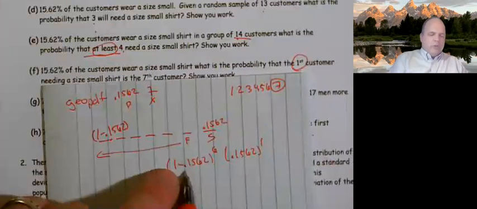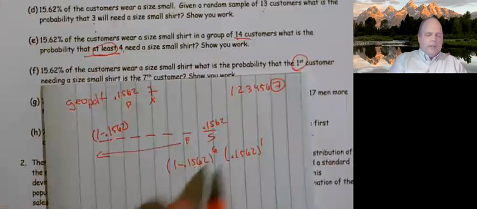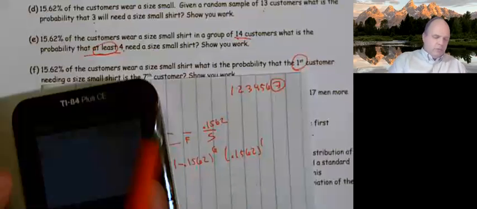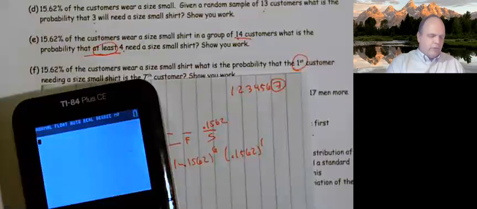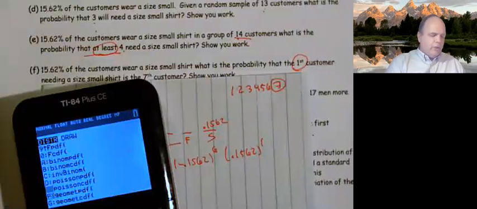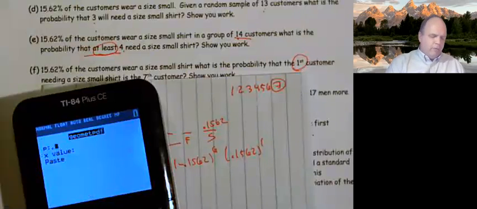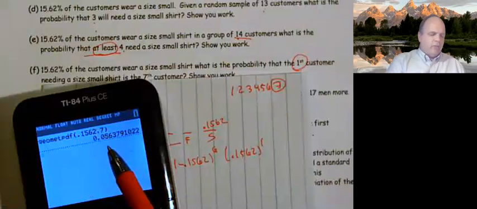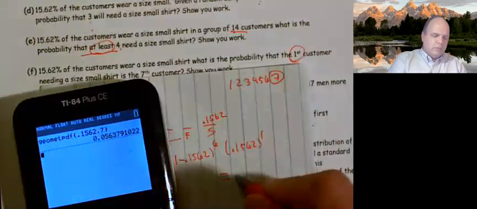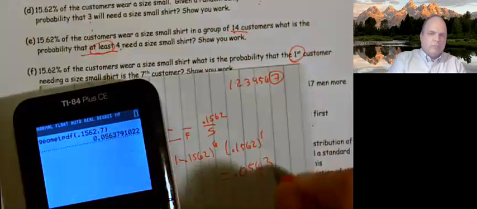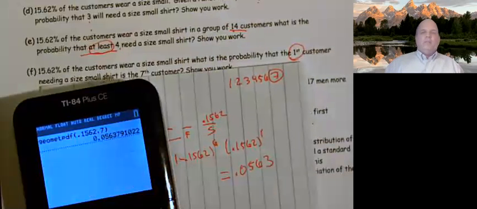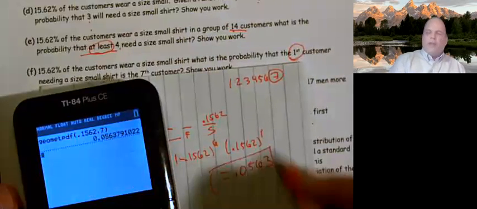And by the way, you can show your work like this, or you can fill in all the blanks. I start the blanks and then I go, oh, it's this. But you have to show your work. You can't just go to the calculator. I know you want to, but you can't do it. Geometric PDF, 0.1562, X is 7, and we get 0.0563. Okay? So that was that one.